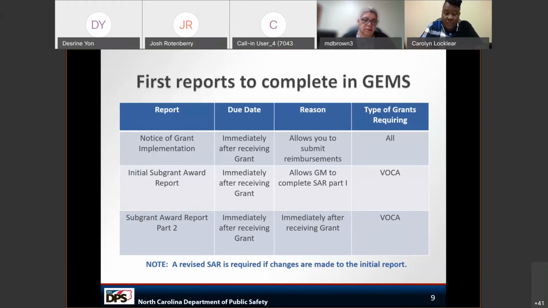After that, you also need to submit your initial sub-grant award report. That is also due immediately, and this will allow your grant administrator to go into OVC and start your SAR. The SAR allows you to see that you have a PMT report due. After we have completed part 1 of the SAR in OVC, we will send you an email for you to complete part 2 of the SAR. And then you are to notify your grant administrator when you have completed that so that they can approve the entire SAR because that is required to be completed so that you can submit your PMT report.